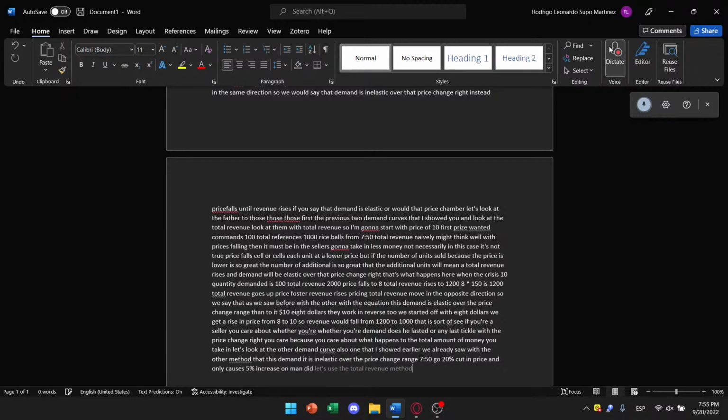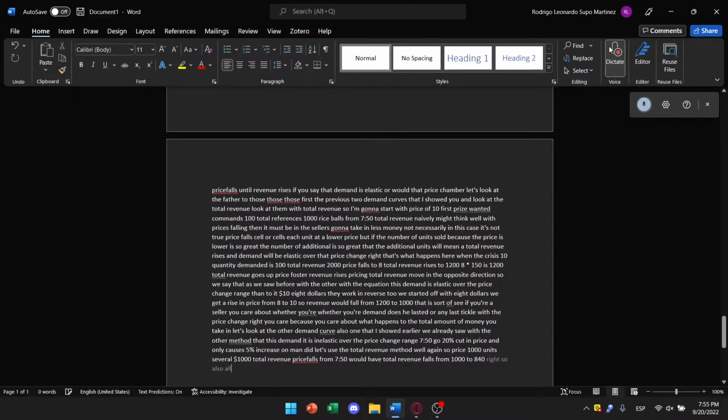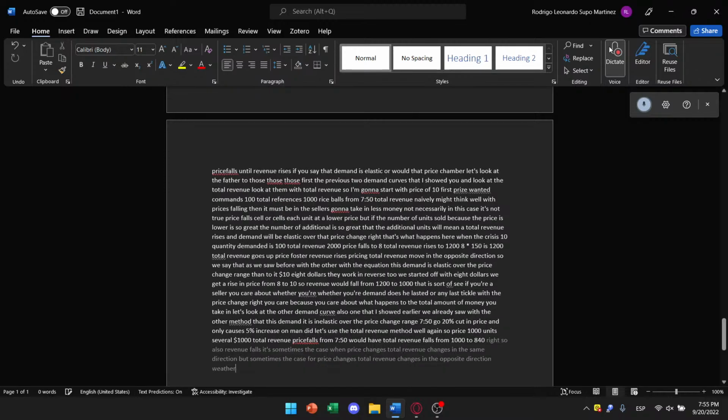Well, again, price of 10, 100 units sold, $1,000 total revenue. Price falls from 10 to 8. What happens to total revenue? It falls from 1,000 to 840. Price falls, total revenue falls. It's sometimes the case when price changes, total revenue changes in the same direction. But it's sometimes the case when price changes, total revenue changes in the opposite direction. Depends upon whether demand is elastic or inelastic. In this case, because price and total revenue move in the same direction, we say demand is inelastic.